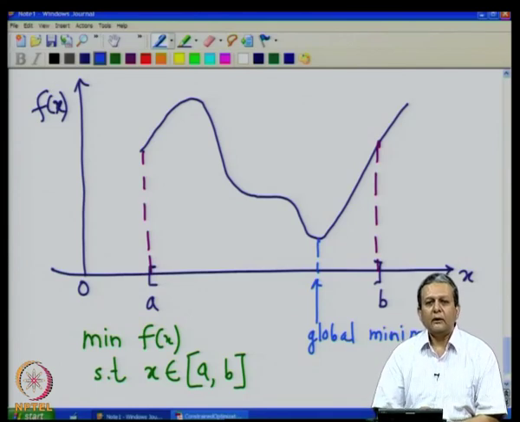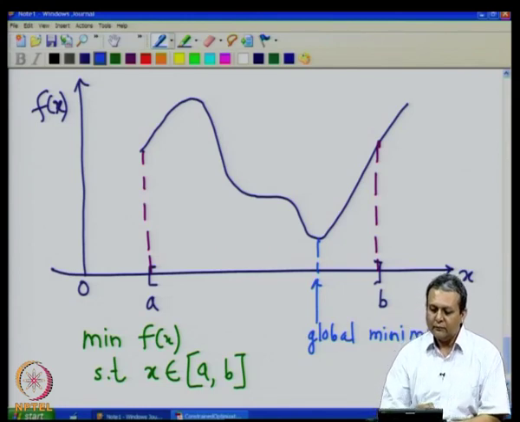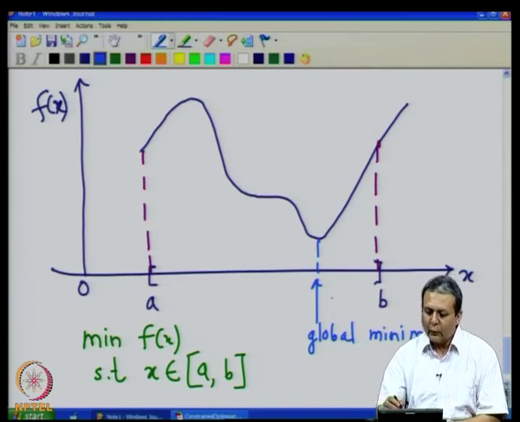Now, if we look at the definition of a local minimum, you will see that those are the points where, in the epsilon neighborhood of those points, if you look at all the feasible points in the neighborhood, the function value is at least the function value at the given point. So, for example, this point is also a local minimum.